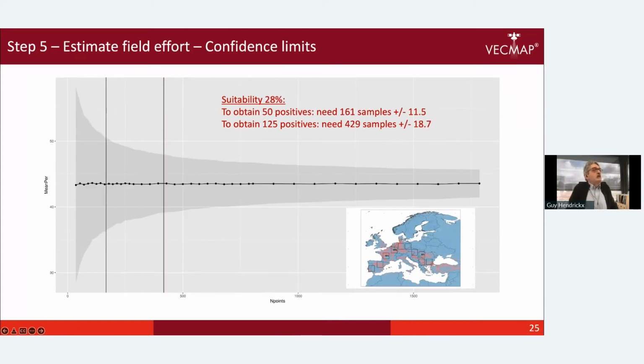And in an area where you have a lot less suitability, and that is maybe also often the case, you will need, of course, more than these 100 samples. You will need 161 samples in the case of 28%, plus minus 11, which is still reasonable. But if you go for 125 positives, you will need 429 samples, which already is quite a lot more.